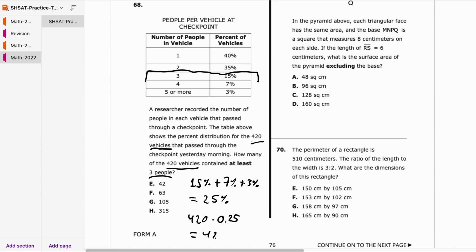And we know that 25% or 0.25 can also be expressed as 1 over 4. And so now we can do 420 divided by 4, which is just 105. And that would be G.